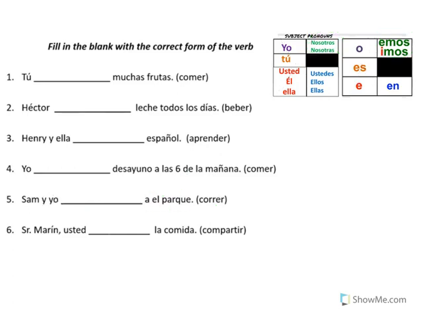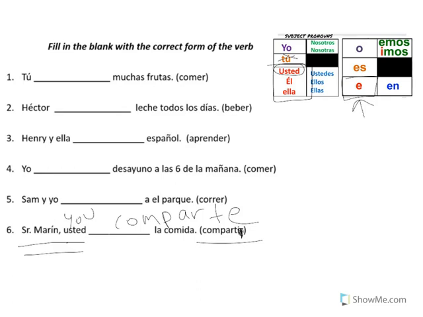Number 6. Señor Marín, usted. Mr. Marín, you. Okay, this means you, but not this one. This one right here. So because it's in this box, my ending is an E. So, Señor Marín, usted comparte, because we wrote everything but the IR, and then we just put in the E. Mr. Marín, you share the food. Nice.